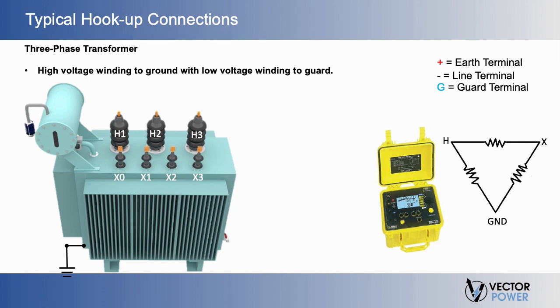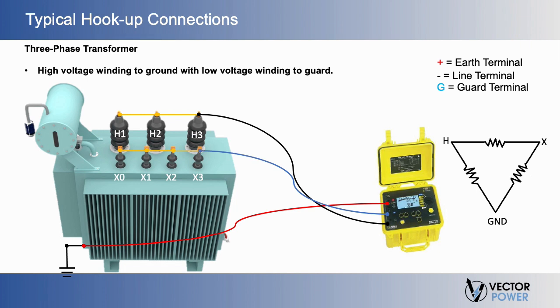To perform the high voltage winding to ground with low voltage winding to guard test, connect the Megohmmeter as follows. First, jumper H1, H2, and H3 together. Second, jumper X0, X1, X2, and X3 together. Third, connect the Megohmmeter's positive, the earth terminal, to ground. Fourth, connect the Megohmmeter's negative or line terminal to the H windings. And finally, connect the guard terminal to the X windings.